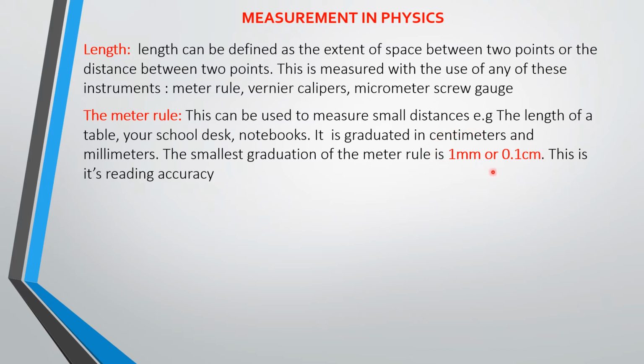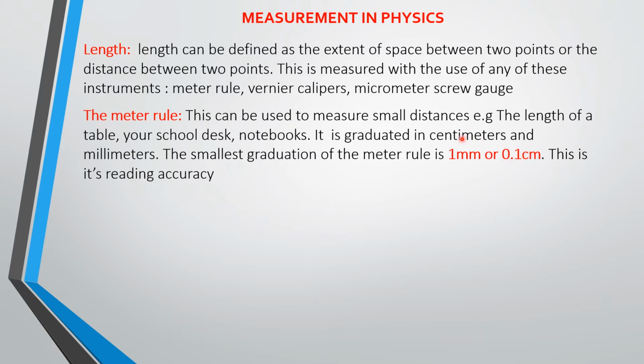Unit of measurement that you used to see: 10 millimeters make 1 centimeter, 10 centimeters make 1 decimeter, and all that. Please, you should know that simple conversion. So the smallest gradation of the rule, or of the meter rule, is 1 millimeter or 0.1 centimeter.